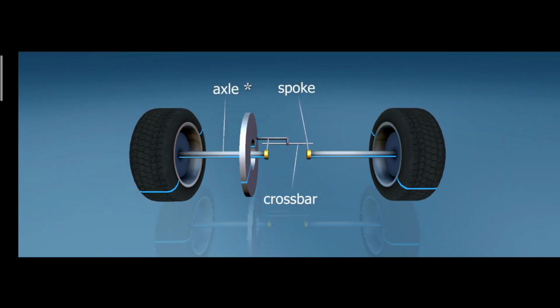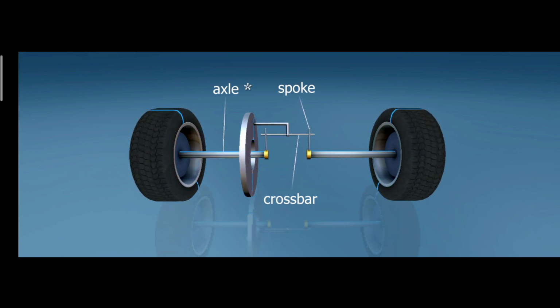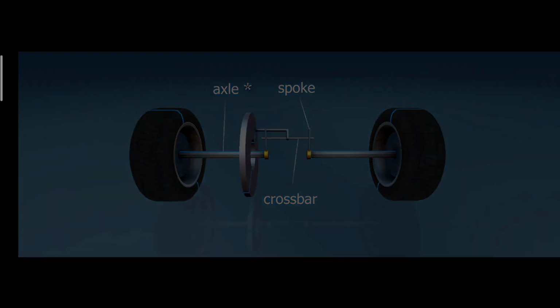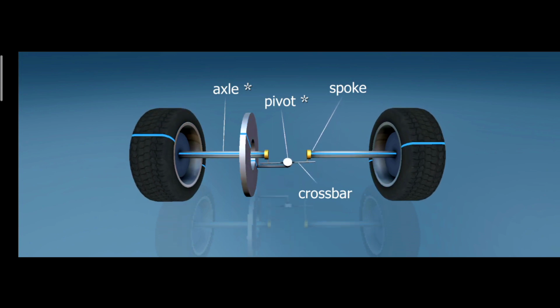The two driven wheels are mounted on separate axles. There are spokes attached to the inner end of both axles, which are driven by a crossbar pressed against them. The wheels can only rotate simultaneously at the same speed. When the crossbar is fixed on a pivot, it allows the crossbar to turn in either direction. This allows one wheel to turn even when the other is stationary.